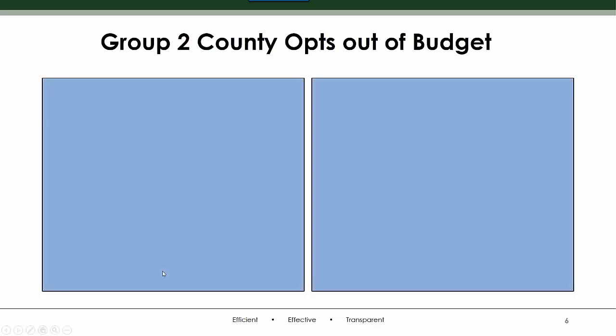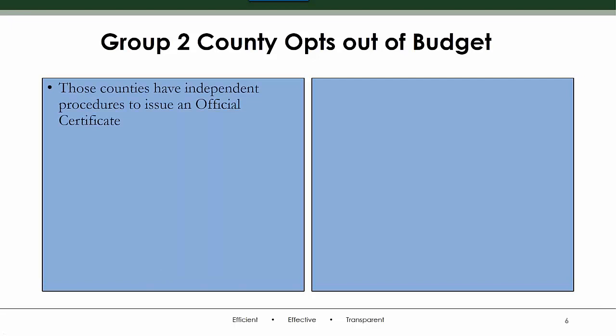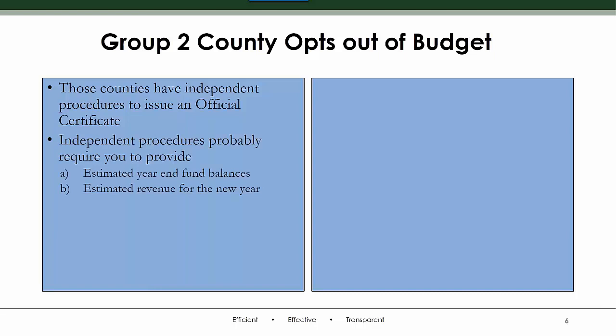So what about Group 2, the folks that have opted out, the county opted out of the budget? They have independent procedures in order to get you an official certificate, because it's their job to certify the maximum you can appropriate. So they probably are going to require you to estimate your year-end fund balances. Again, you don't get out of that. I think we will end the year with this amount, and estimated revenue for the new year. But they usually will have their own form that you can get from their website, or they'll email it to you.